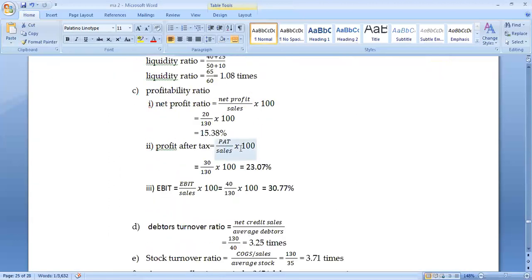It may be an interest or it may be a tax. So sales will be the base value to compute the values. So that is a hint for you people. Okay, so profit after tax is given, sales is also given, just multiply with the information.